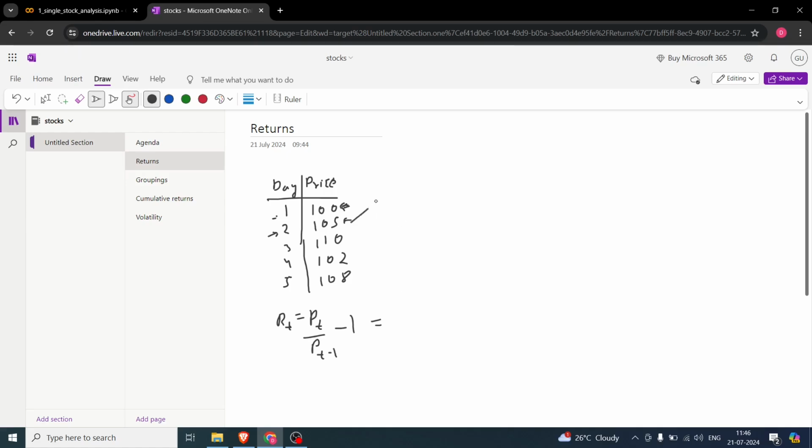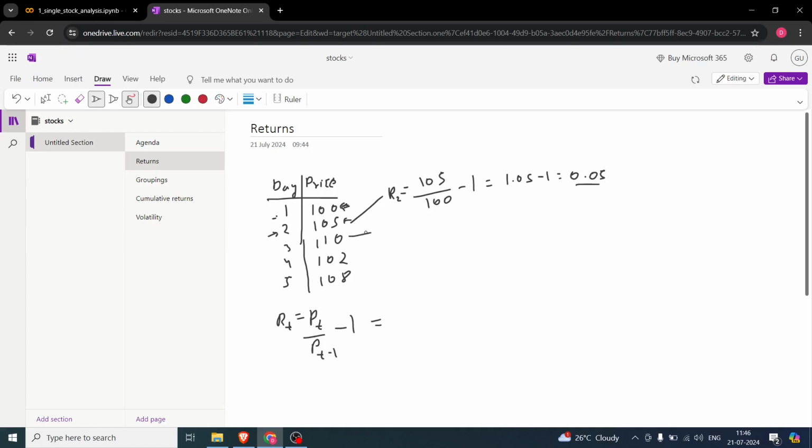Okay, so let's go over here. Let's say I invested $100 on the first day. What is my return on the second day? That is R2. So the formula says the price on the second day, that's 105, divided by the price on the day before that, that's 100, minus 1. So this will come out 1.05 minus 1, that is going to be 0.05. So this is the return on the second day.